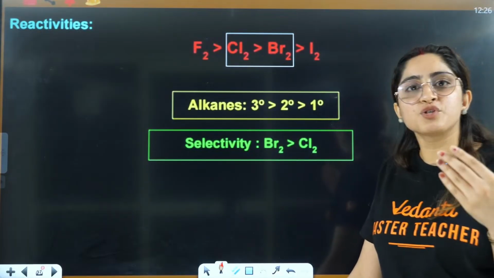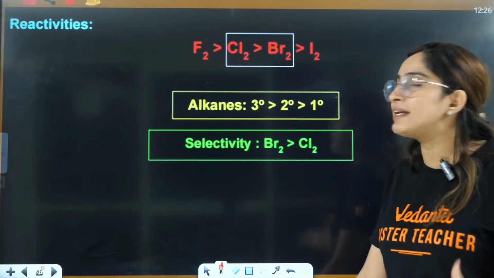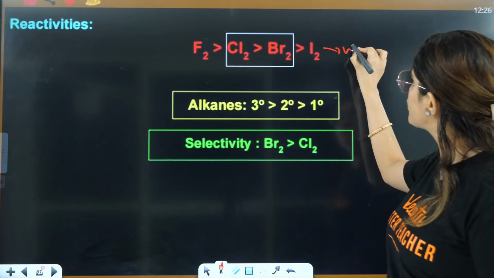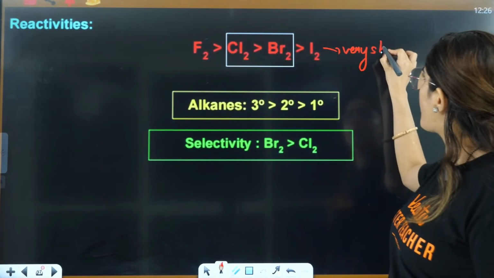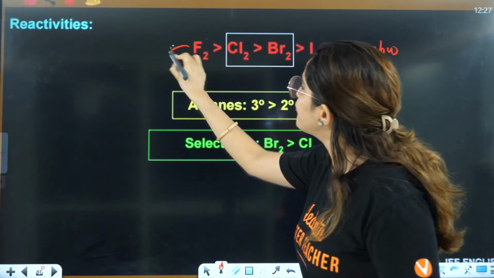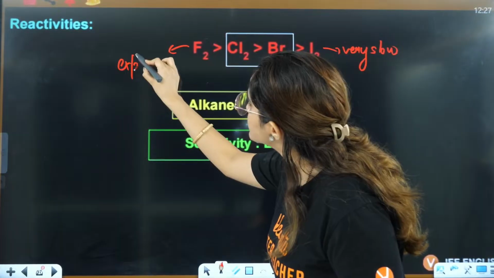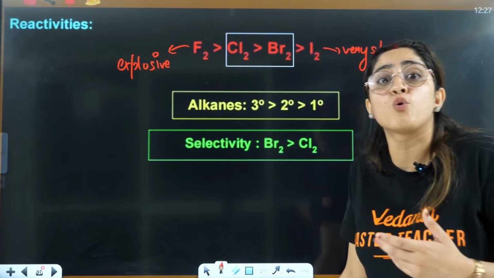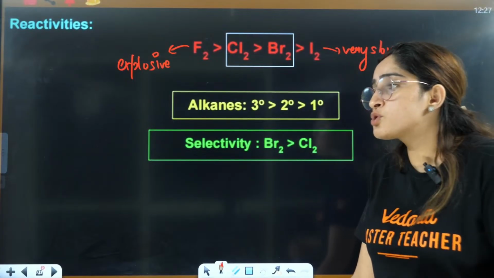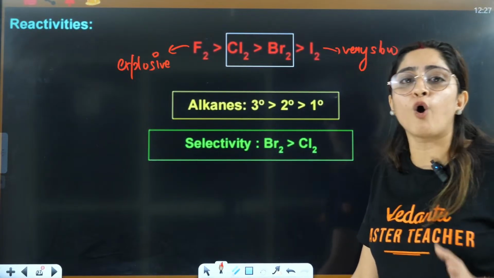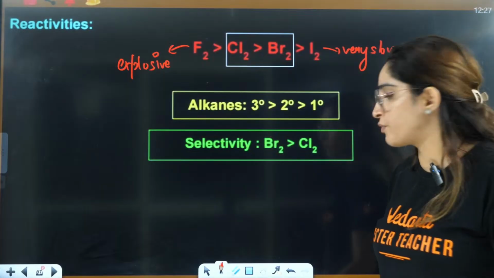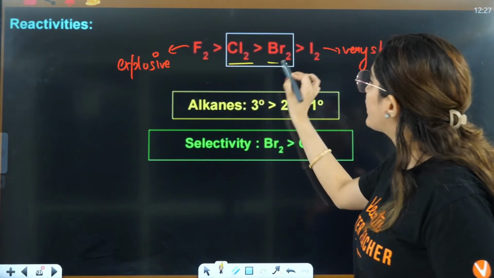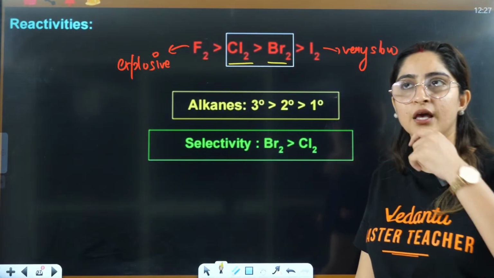So here, you should know that the reactivity order is F2 > Cl2 > Br2 > I2. I2 is very slow, so we'll not talk about I2. F2 is so fast that it becomes explosive for us. It is so explosive that we don't want to talk about it. So we are only focusing on Cl2 and Br2, right?